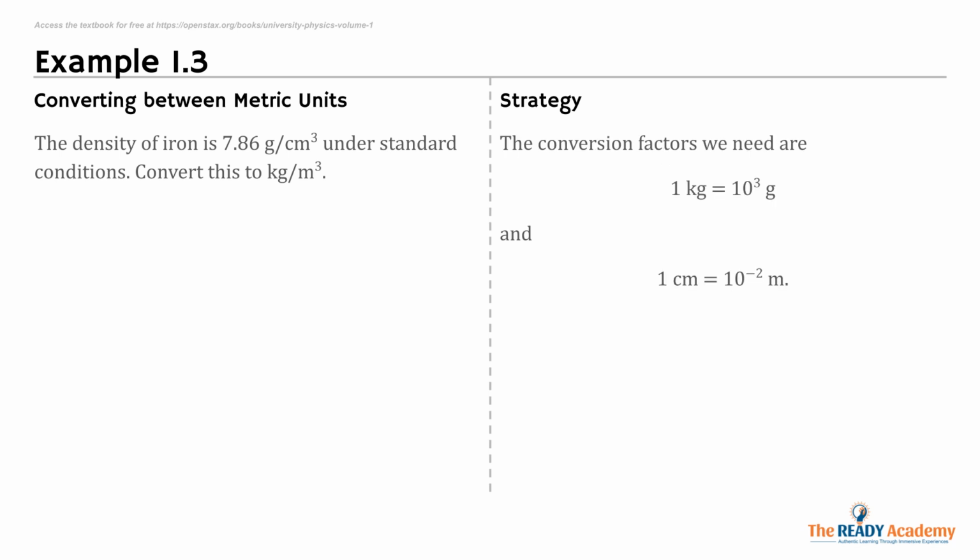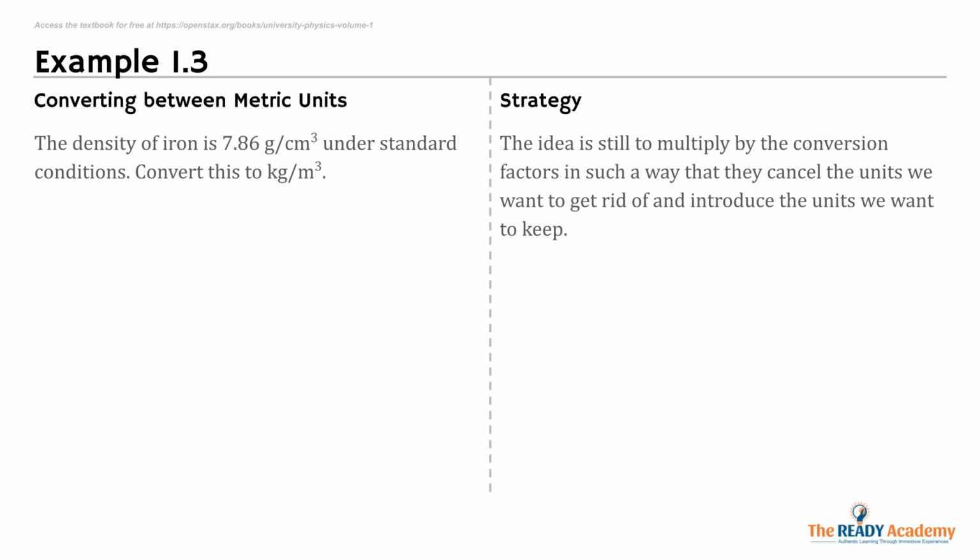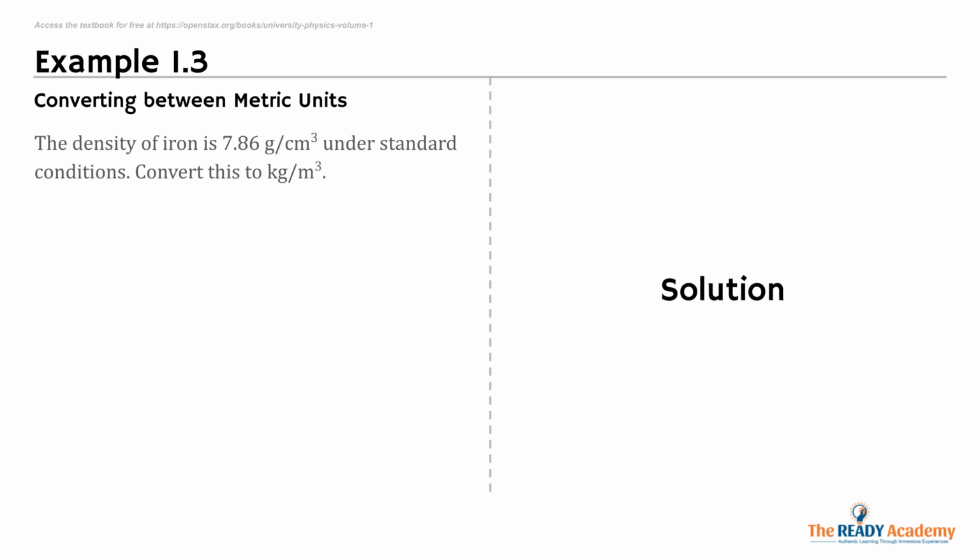The conversion factors we need are 1 kilogram equals 10 to the 3 grams, and 1 centimeter equals 10 to the minus 2 meters. However, we are dealing with cubic centimeters, where cubic centimeters equals centimeters times centimeters times centimeters. So we have to use the second conversion factor 3 times, that is, we need to cube it. The idea is still to multiply by the conversion factors in such a way that they cancel the units we want to get rid of and introduce the units we want to keep.